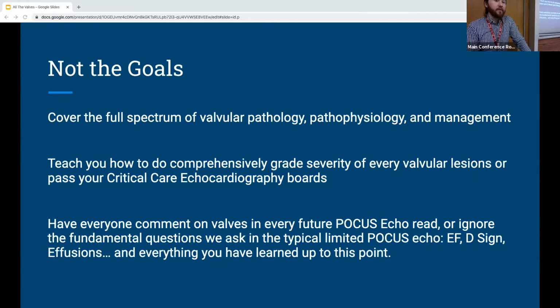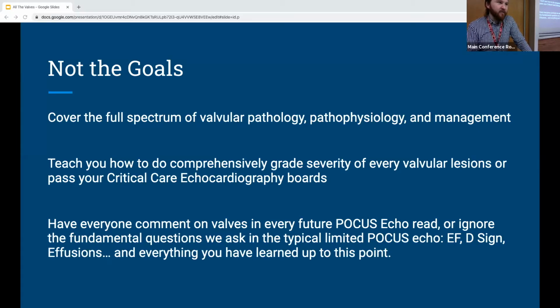So what are not the goals? I'm not going to cover the full spectrum of valvular pathology, pathophysiology, and management, so don't expect that. I'm not going to teach you how to do comprehensive grading of severity for every lesion, and I'm not going to help you pass your echo boards.